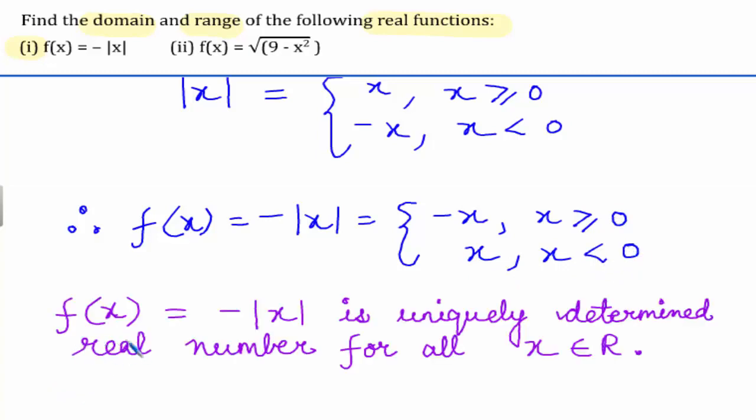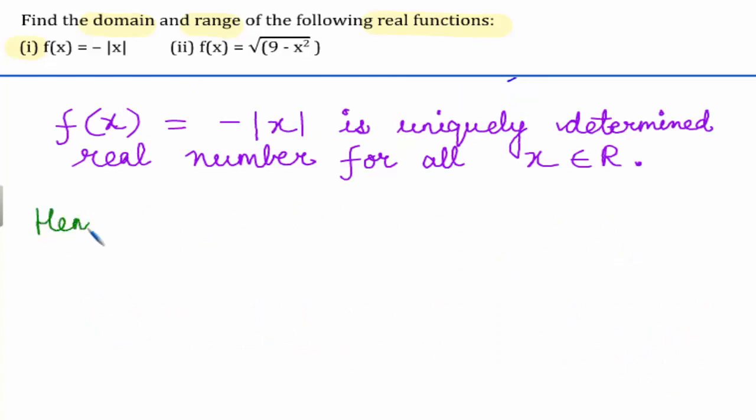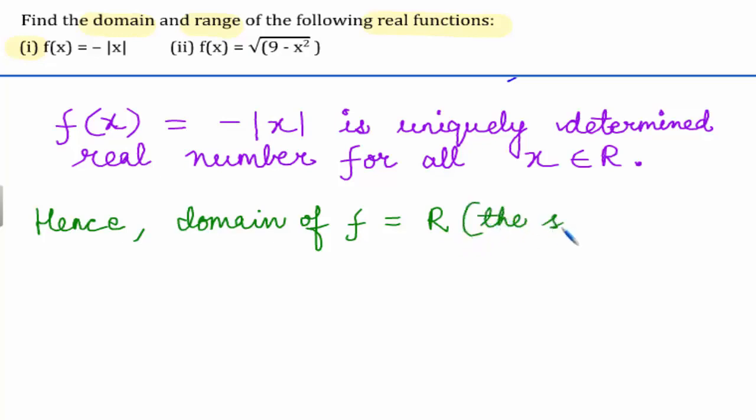So this means that f of x is equal to minus mod x is a uniquely determined real number for all x belongs to R, that is the set of real numbers. Hence, domain of f will be R, that is the set of real numbers. Now we have to find the range.